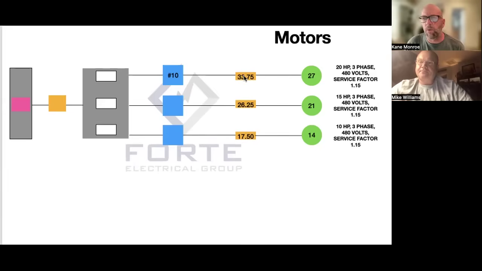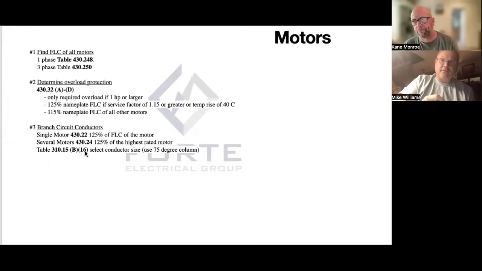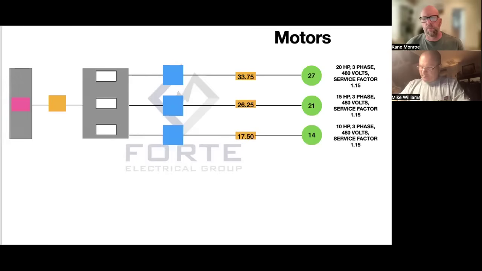So we take that 33.75, but then we remember we got to go back. We're looking for that wire, and that wire's in 310.15B16 under the 75-degree column. 310.15B16. And it was 33.75.